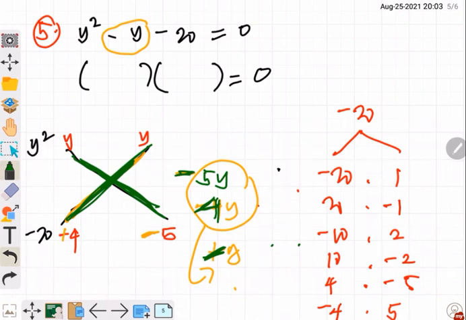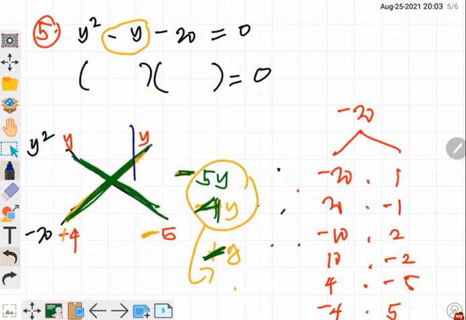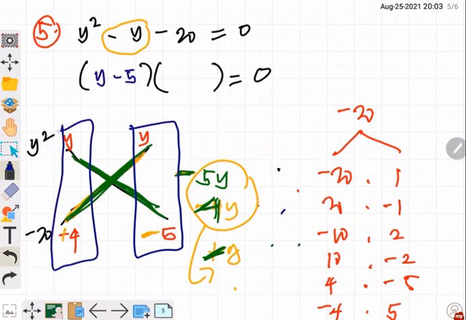But in this case, how do we write the factors? Okay, how is it cross? So we write the factors as vertical. So just emphasize it. We write our factors like this. That's y minus 5. And we write the factors like this. That's y plus 4. Okay. So let us erase the others.